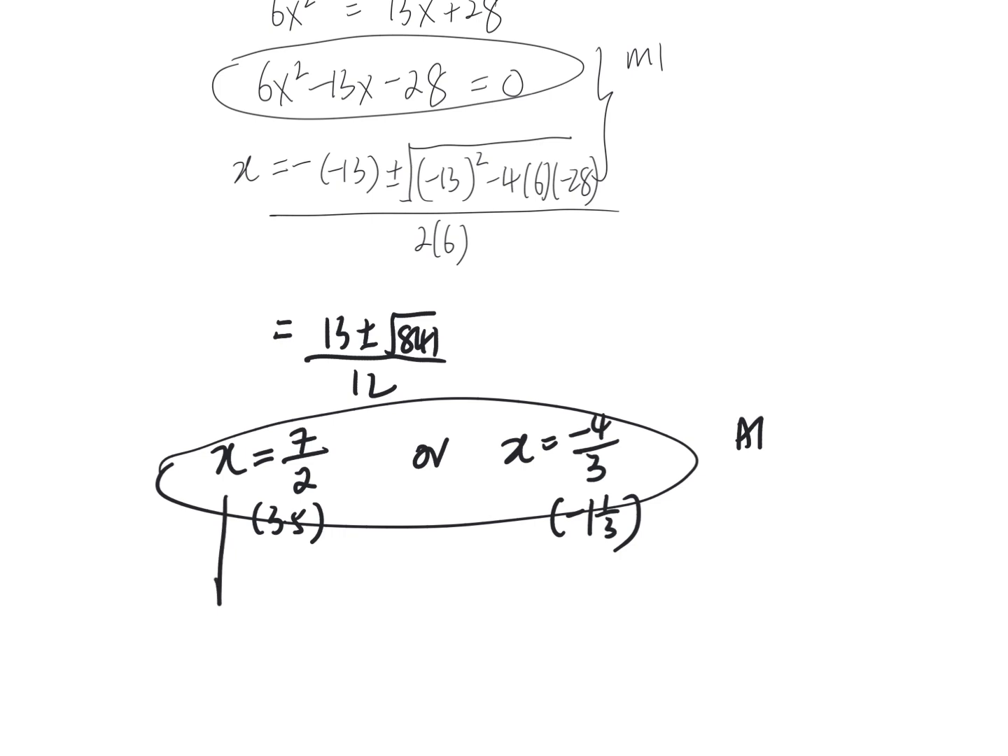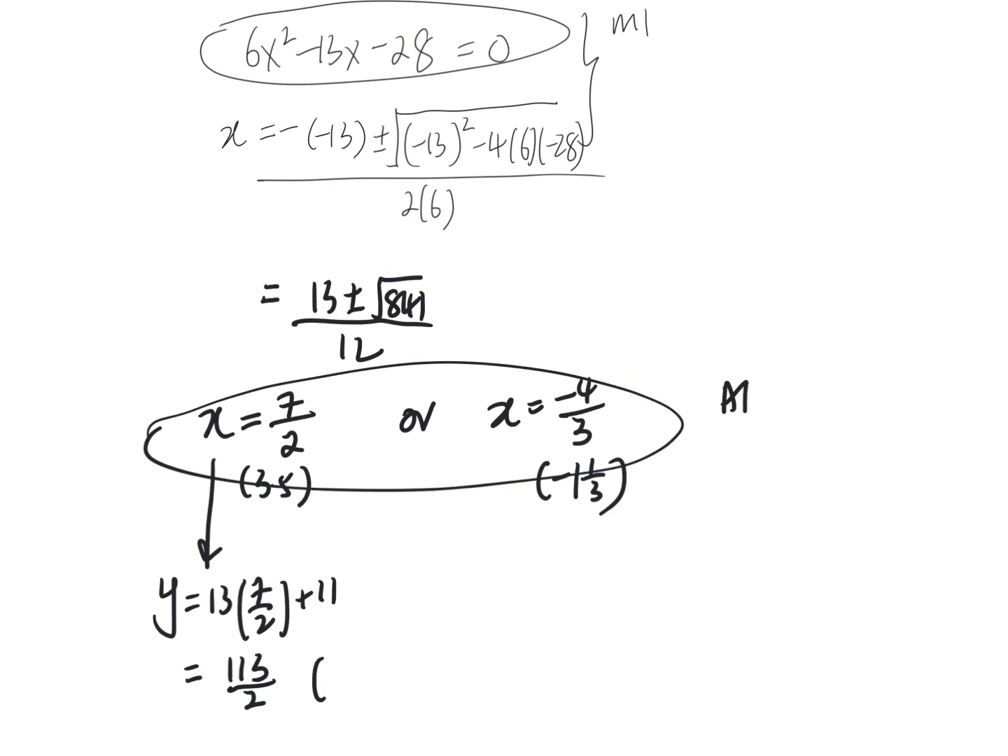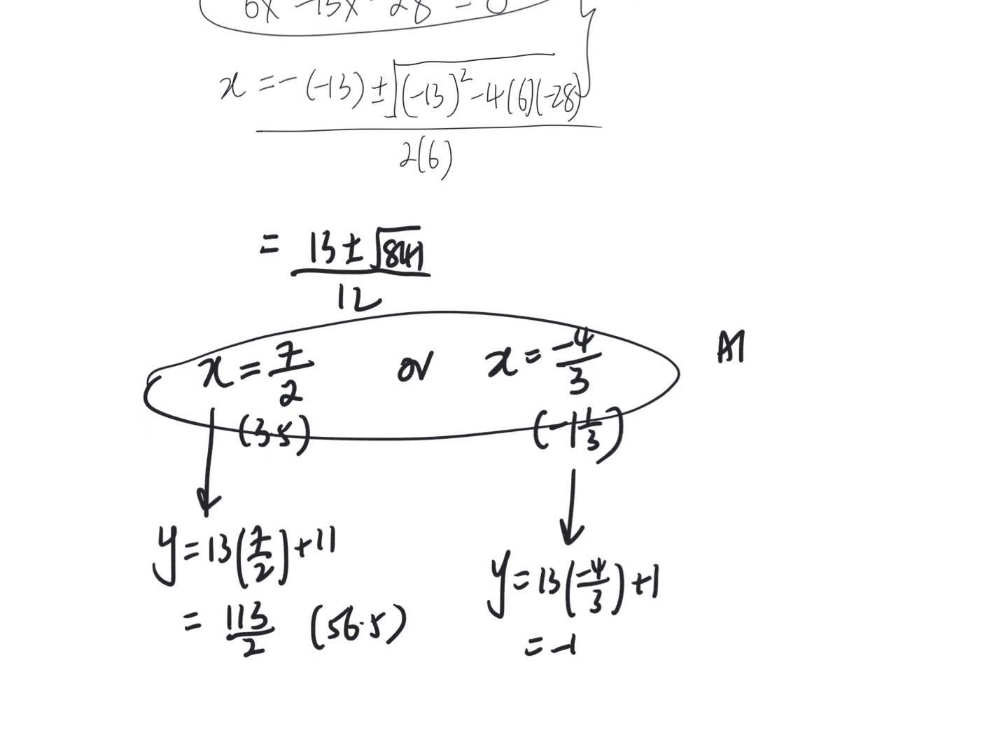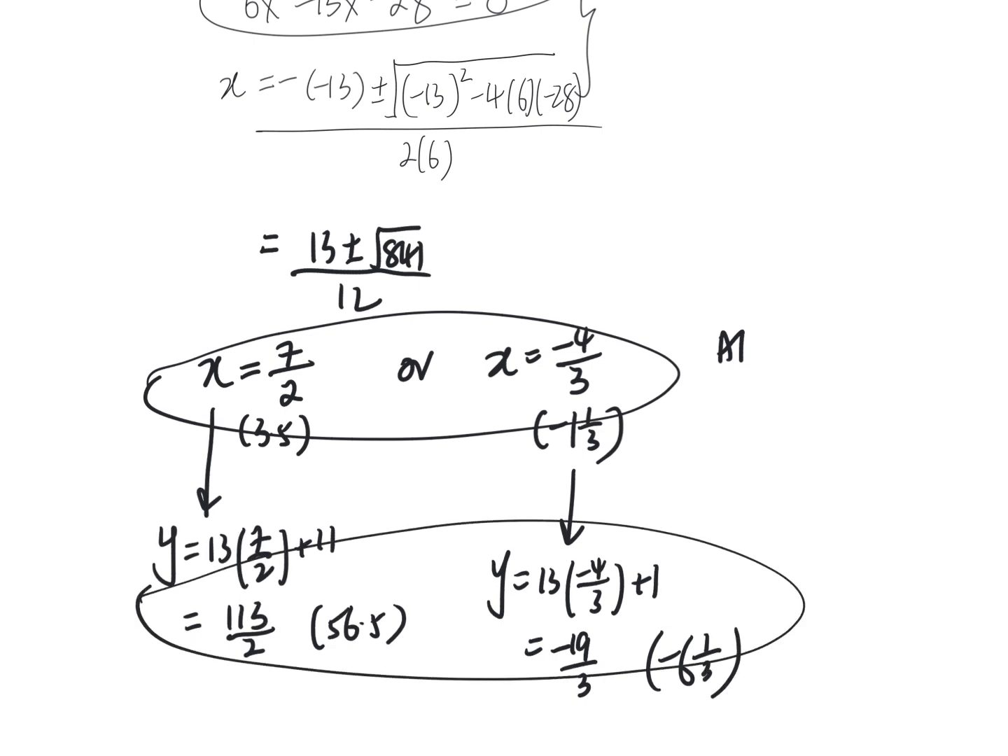The next pair is when you sub this into this equation, and then you will get 113 over 2. Some of you wrote it as 56.5, which is fine. The corresponding y that you get here would be negative 19 over 3. So some of you wrote it as negative 6 and 1/3. So this is the second set of answers.